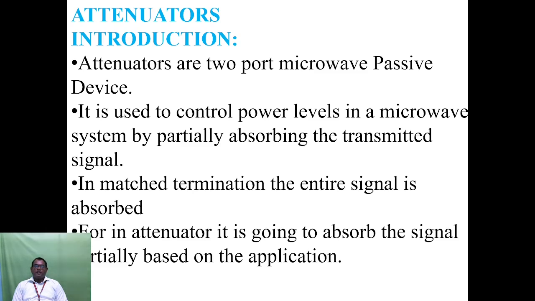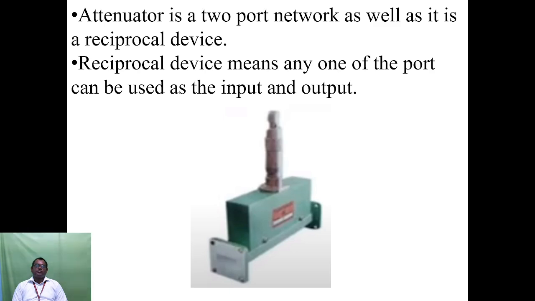In a matched termination, the entire signal is absorbed. In an attenuator, it absorbs the signal partially based on the application. It depends on the application, which may be mobile communication, satellite communication, or radar communication. The attenuator absorbs the signal partially based on the application.